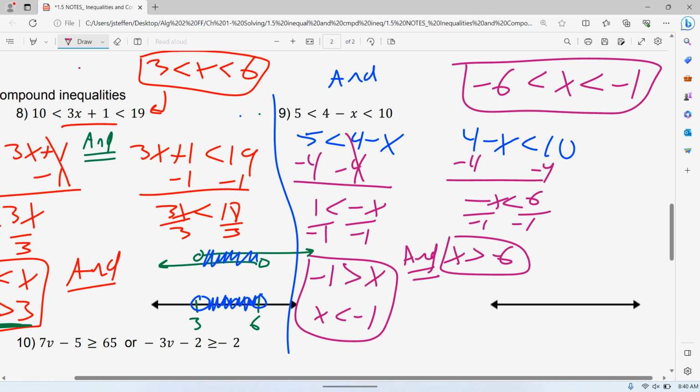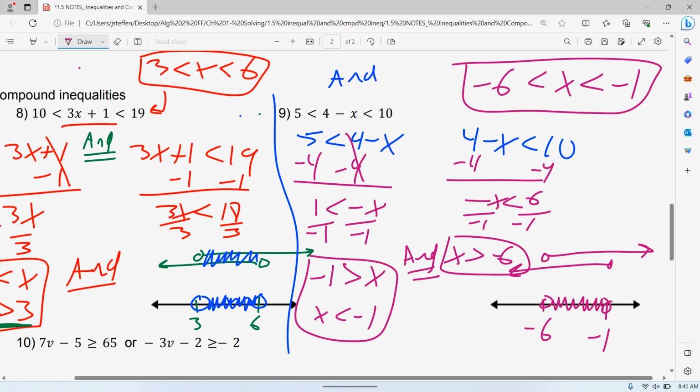So graphing this, first off, make sure you realize negative 6 is smaller than negative 1. That's a big mistake with this one. Now we have that x is bigger than negative 6, so it's open circle and it's bigger. And x is smaller than negative 1, so it's an open circle and it's smaller. And again, our final answer then is where they overlap, so we're going to overlap in between.